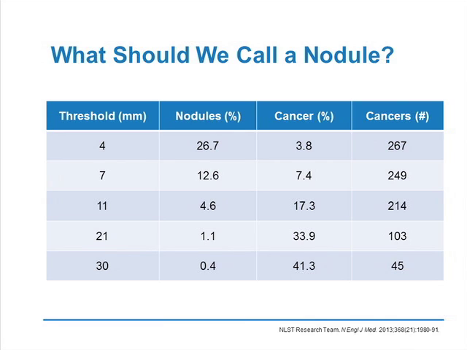Similar results for the National Lung Screening Trial, where 4 millimeters was used as the threshold for calling a nodule. If they raised that threshold to 7, they'd cut the number of nodules by more than half and miss about 8% of their cancers. What is the best balance there? Nobody really knows at this point in time.